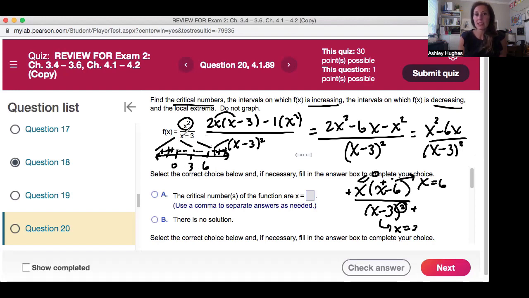At 3, we have an asymptote because the original function doesn't exist at 3. So we have a max at (0, f of 0). I could plug 0 in here and get 0. And we have a min at 6, where the derivative goes from negative to positive. So (6, plug in 6): 6 squared over 6 minus 3, so 36 over 3, so 12. So that's how you would do that problem.